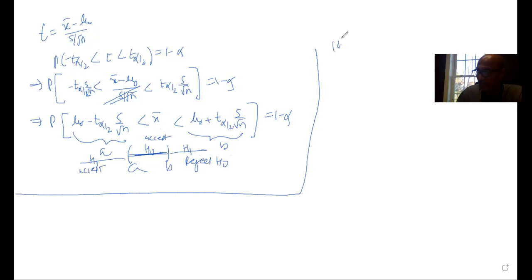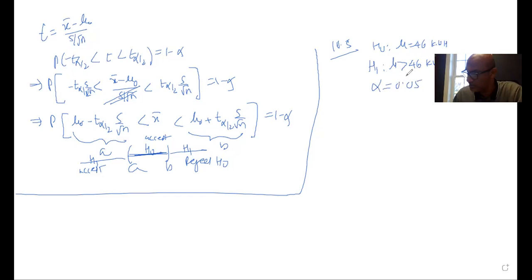Now I would like to go for example 10.5. Let me start like this: H0 is nu equal to 46 kilowatt hours, and H1 is nu less than 46 kilowatt hours. Level of significance alpha equal to 0.05 is given to us, and n is equal to 12, so v is equal to 12 minus 1, that is 11.